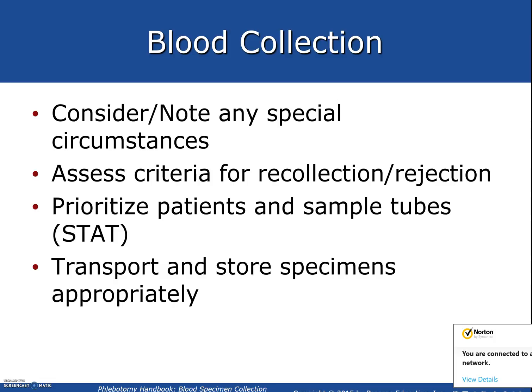Blood collection, we're going to consider any special circumstances if the patient's had a mastectomy, diet restrictions, allergies to medication, history of fainting would be some special circumstances, IV placement as well. Assess criteria for recollection and rejection. Prioritize patients and sample tubes and transport and store specimens appropriately: room temp, refrigerated, frozen. And I'm going to talk about how we assess criteria for recollection and rejection in class.